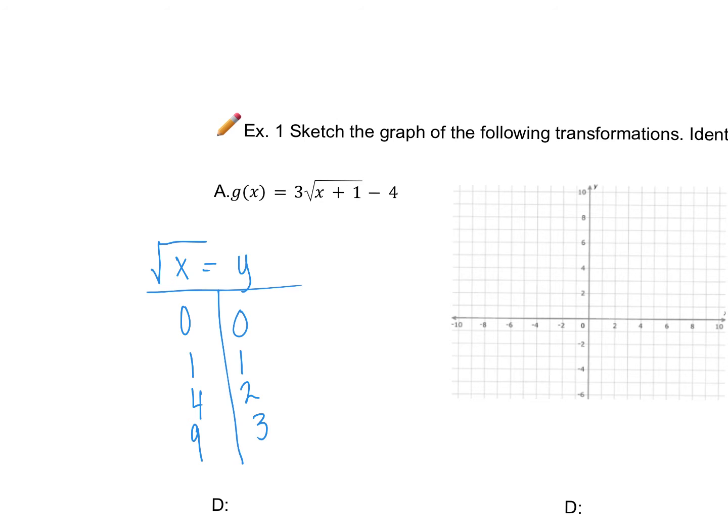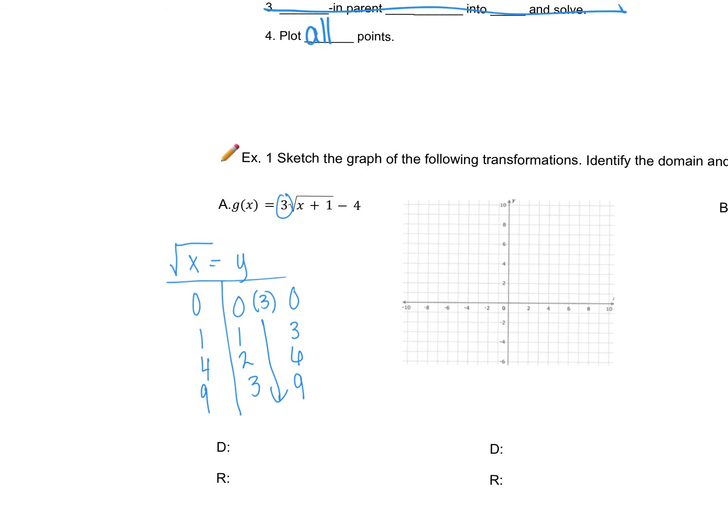So the 3 here tells us it's a vertical stretch by 3. So we multiply our y's by 3. And we're going to plot that as our parent. Alrighty, so we're going to plot 0, 0, 1, 3, 4, 6, and 9, 9.